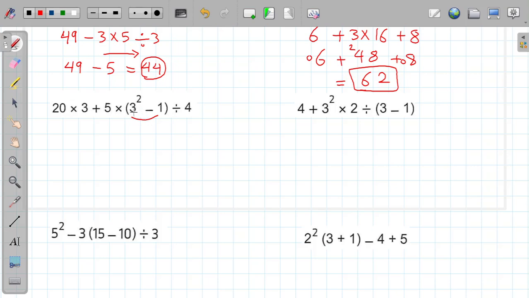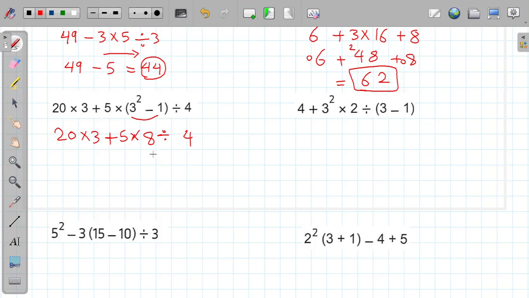So I have 3 to the power of 2 equals 9. 9 minus 1 equals 8. So it will be 20 times 3 plus 5 times 8 divided by 4. Okay? So I have here multiplication, addition, multiplication, and division.